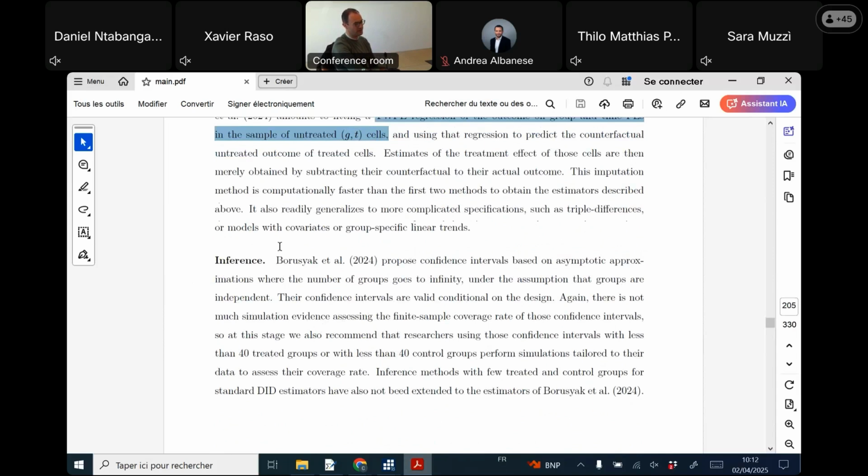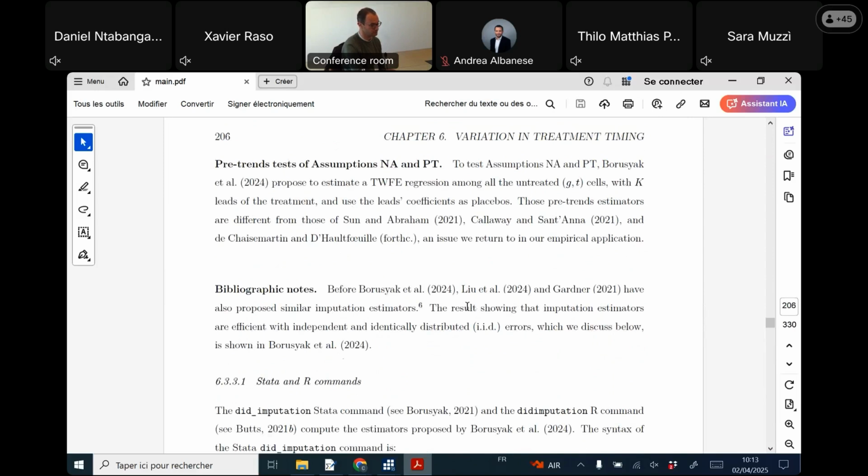Okay, and on inference, it's a bit the same message as for the Callaway-Sant'Anna estimator and our paper. They have large-sample results and confidence intervals based on asymptotic approximations. There is just not that much simulation evidence at this stage on the coverage rate of those confidence intervals when the number of groups is not that large. And so the recommendation is the same as before: do simulations based on your own data when you have fewer than 40 treated or fewer than 40 control groups.